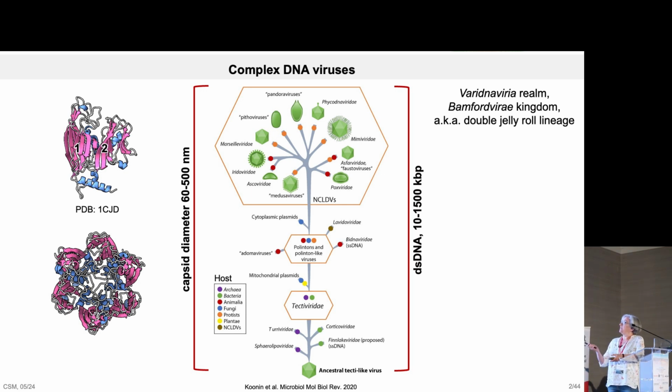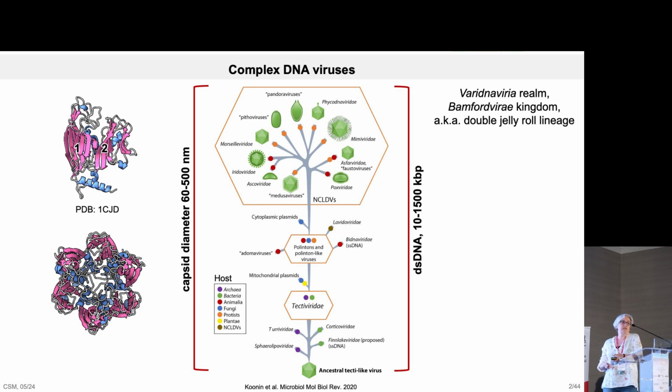And we are interested in understanding how these viruses assemble. You can see they have double-stranded DNA genomes, and the genome size ranges between 10 kilobase pairs all the way to the megabase pair. And capsid diameters range between 60 nanometers and almost half a micron. So as you can imagine, in this upper range, these viruses are already competing in size and complexity with some of the smallest cells known.